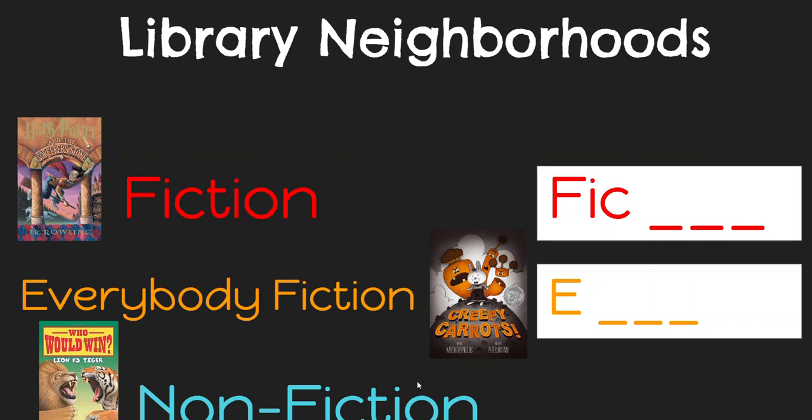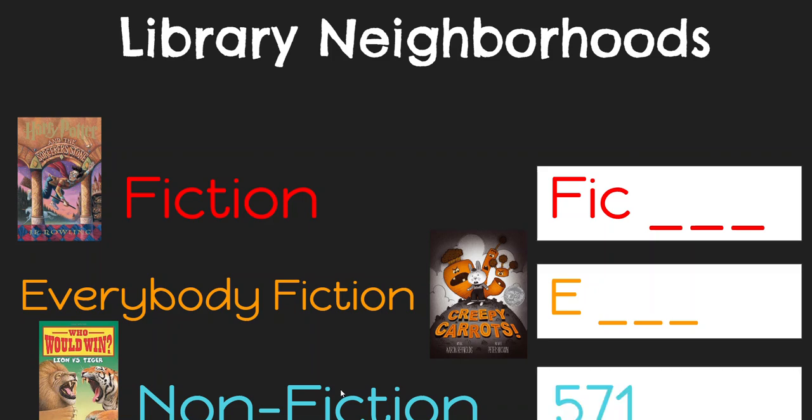Nonfiction's different. It doesn't start with the first three letters of the author's last name. Nonfiction starts with numbers. So like I have 571 here. That's just a number to put up there. But not all books in nonfiction start with 571. The numbers go from 0 all the way to 999. And then it has the first three letters of the author's last name. The numbers mean different things.